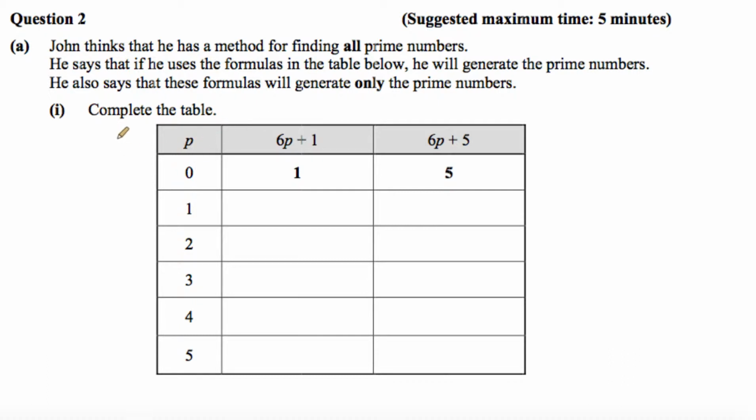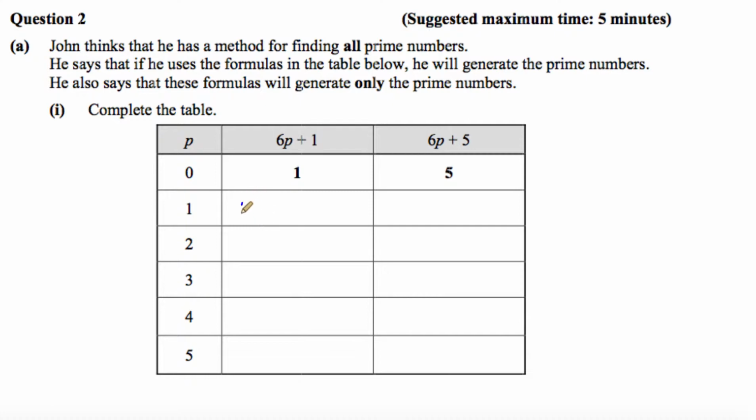Okay, so part 1 says complete the table. The first two are done for us. So we're given p-values down here, and then 6p plus 1 is this column, and 6p plus 5 is this column. So we're just plugging these p-values into the expressions here.